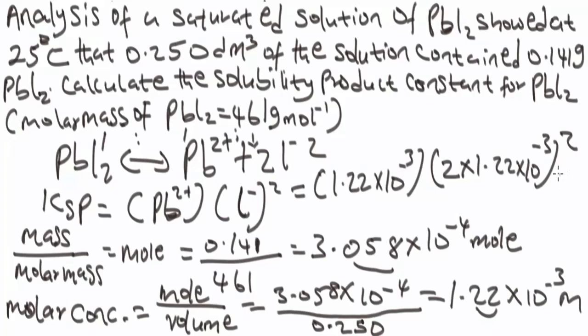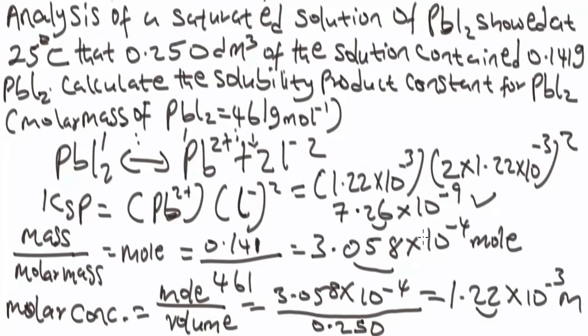Now, let me multiply through with my calculator, and that will be the solubility product constant for this reaction. It's going to give 7.26, if you are leaving it in two decimal places, times 10 to the power minus 9. Alright, so this will be the solubility product constant for this reaction.